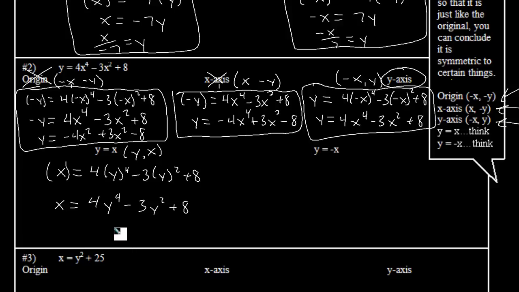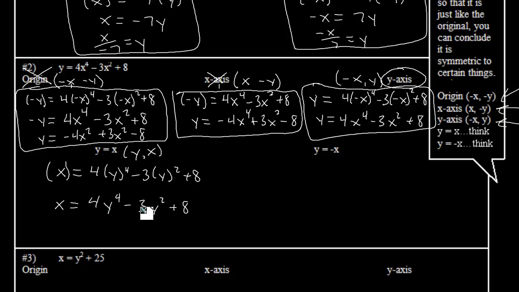If you notice that you can't get y by itself in this problem, I mean, I'm sure somebody can get y by itself. I don't have the skills to do it. To get y by itself here, I really don't know how to do it. So we can see that this is not going to be the same as the original.